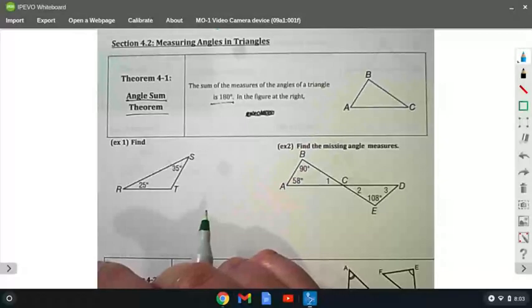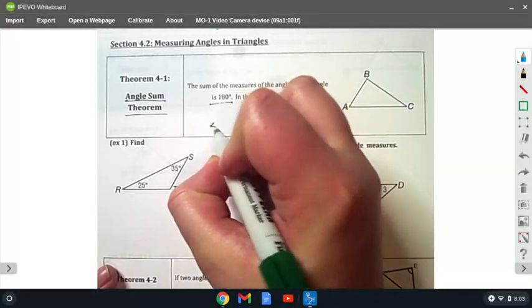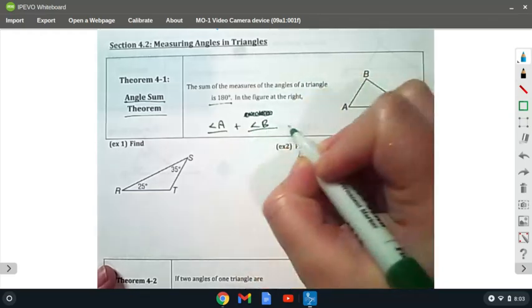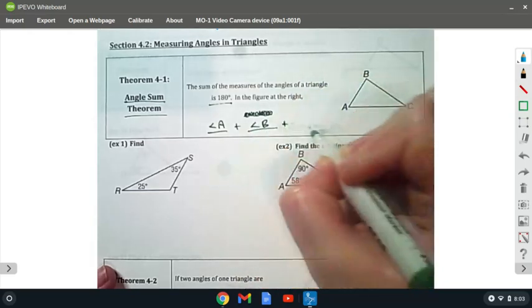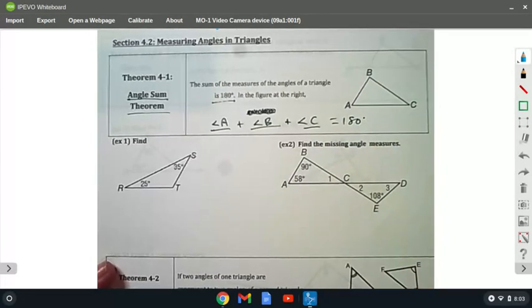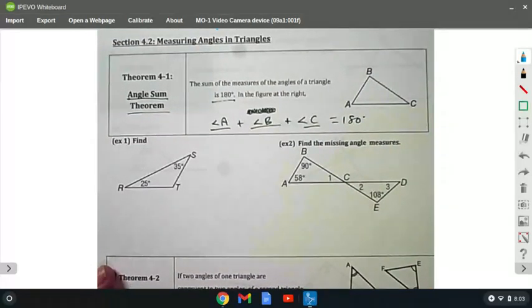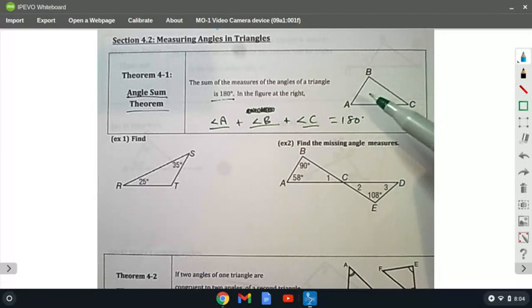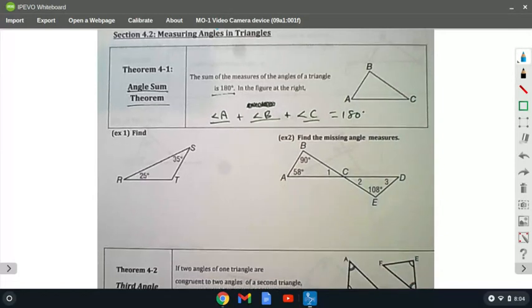So in the figure at the right, angle A plus angle B plus angle C should equal 180 degrees. That is what the angle sum theorem tells us. These three angles added together should equal 180 degrees.